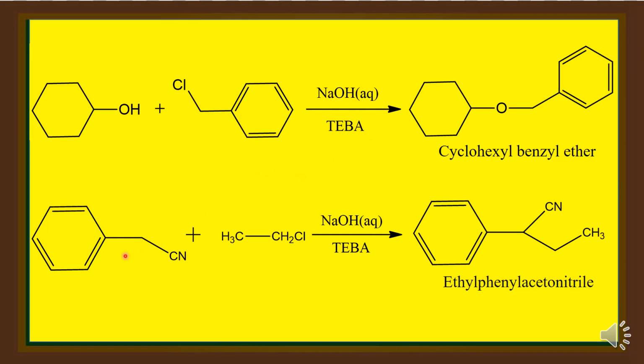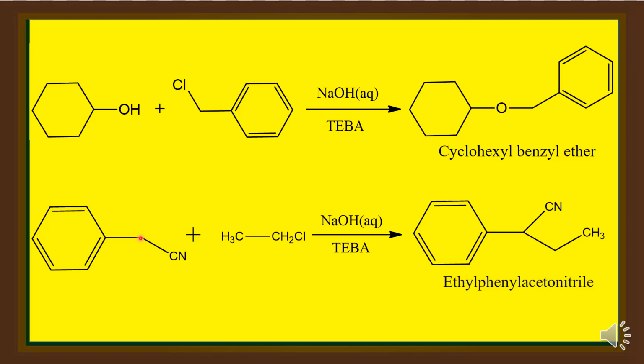Similarly, benzyl cyanide reacts with ethyl chloride in the presence of aqueous sodium hydroxide to give ethyl phenyl acetonitrile. This reaction also does not take place in the absence of the phase transfer catalyst. For this reaction to take place, first of all, sodium hydroxide has to abstract a proton from this methylene.